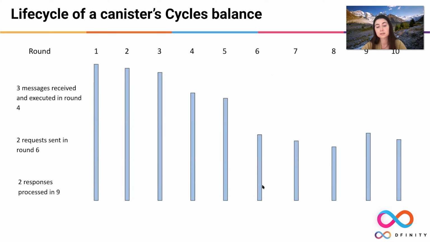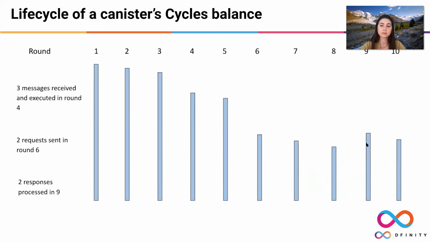In round 6, we send a request. So that's why we have a huge drop, because when we send a request, we pay for the transmission of the request, and we reserve for the transmission of the response and execution. And then in rounds 7 and 8, again, it's only the charge for the resource allocation that is applied here.